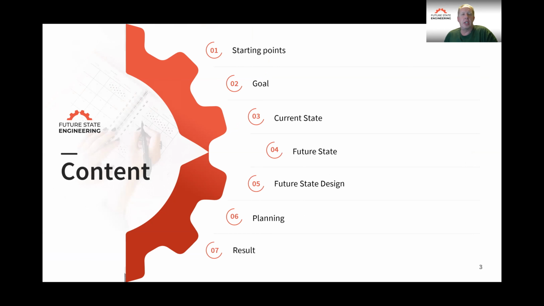This presentation has several points we're going to talk about. Some of our starting points and initial philosophies, the goal of the design sprint, what happens under the current state process, what happens in the future state process, what's the outcome in terms of the future state design, and then the planning, and then what typical results we see from this process.